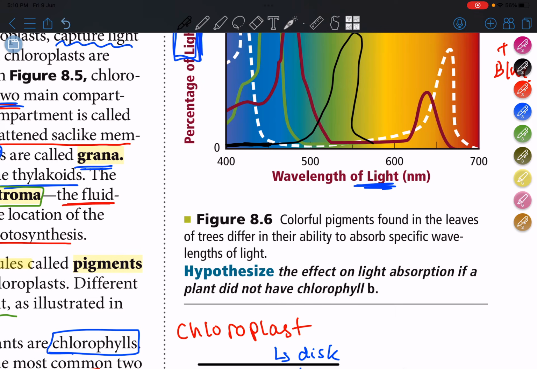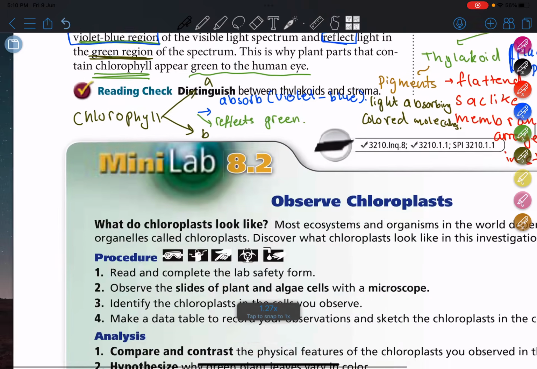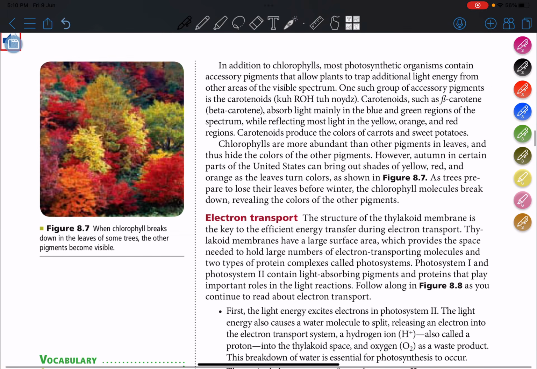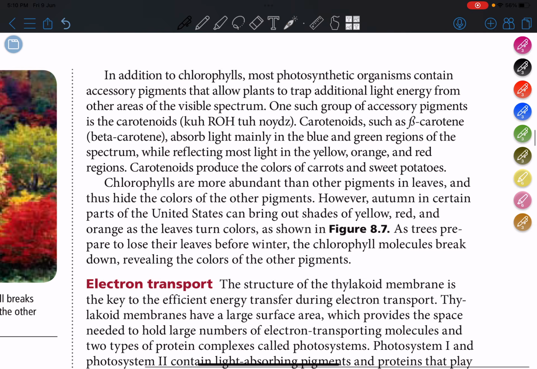It is good to mention that the colorful pigments found in leaves of the trees differ in their ability to absorb specific wavelengths, as we have discussed. Okay, so let's look at carotenoids. In addition to chlorophylls, most photosynthetic organisms contain accessory pigments. So I have chlorophylls plus accessory pigments. They allow plants to trap additional light energy from other areas of the visible spectrum, right?